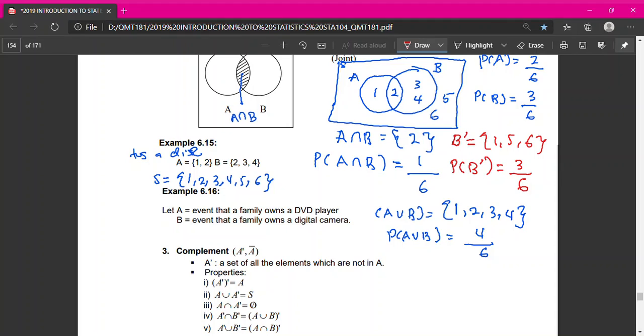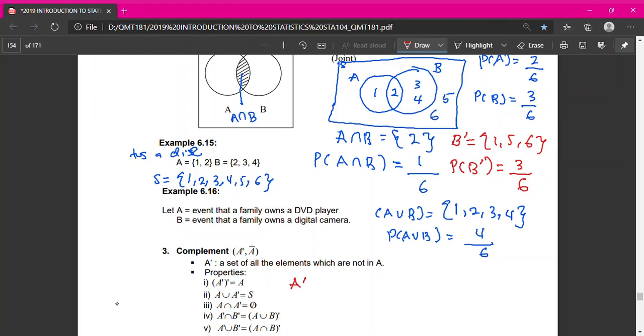Okay, the next one. A complement union dengan B complement. A complement adalah 3, 4, 5, 6 tambah dengan B complement, which is 1, 5 dan 6. So, it will be 1, 3, 4, 5 dan 6. Sebab dia tambah kan? Macam ni.